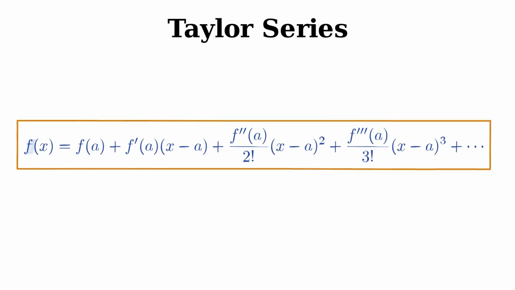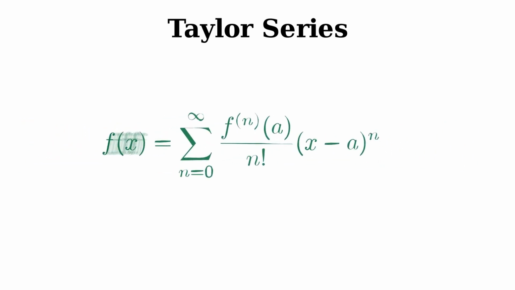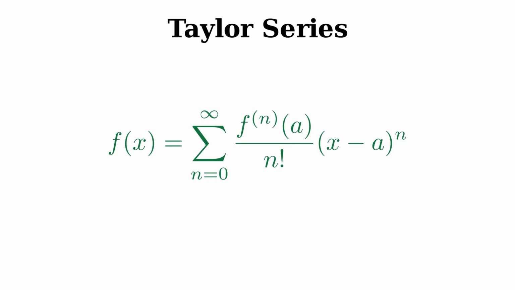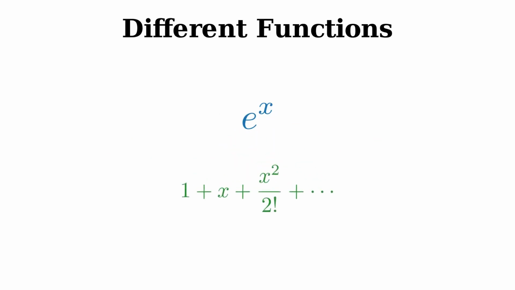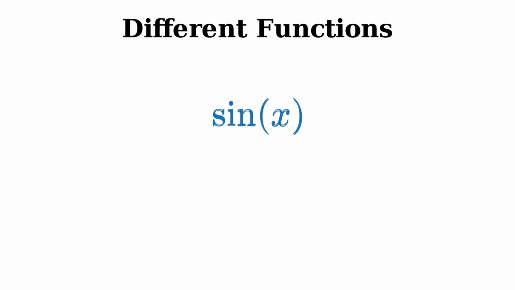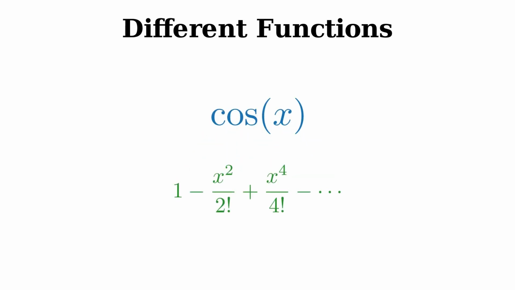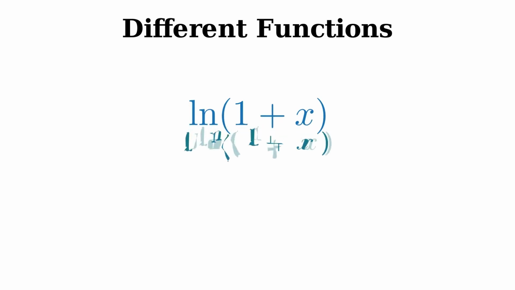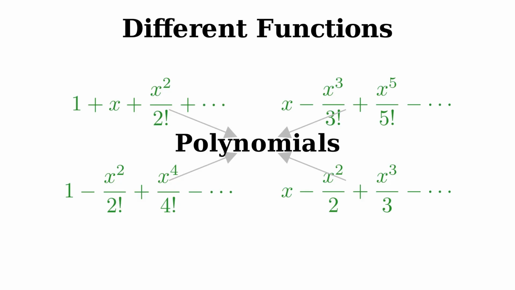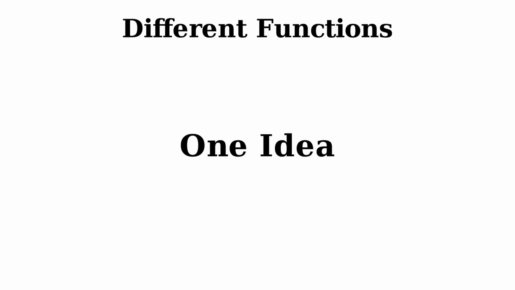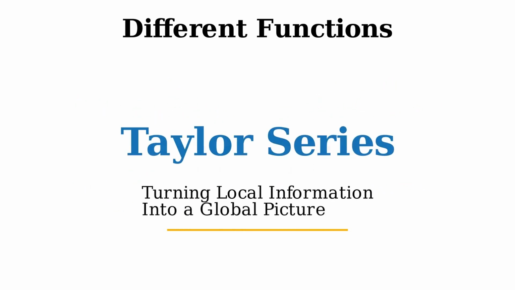In its most general form, the Taylor series is given by this formula. A beautiful idea, turning local information into a global picture. We explored the exponential function. But the same idea works for many others. Trigonometric functions. Logarithms. Different functions produce different polynomials, yet they all follow the same principle. Taylor series turns local information into a global picture.